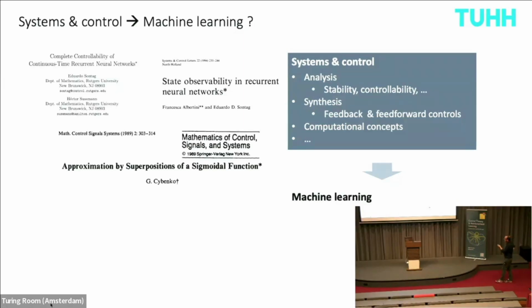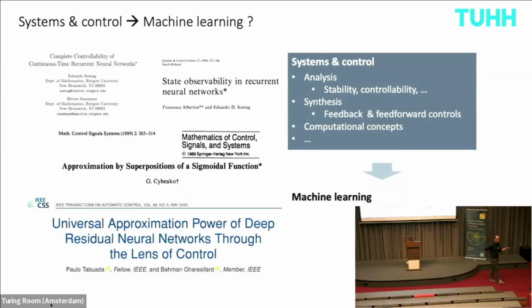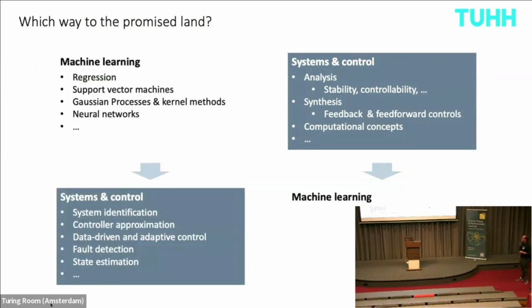This paper here, Approximation by Superpositions of Sigmoidal Functions, was one of the first papers to propose a universal approximation property for neural networks. It appeared in a control journal, and so on and so forth. Here, a more recent paper where Paulo and Garisfat Abaman have revisited these universal approximation properties with control tools. So also in the inverse direction, a lot of stuff is going on.